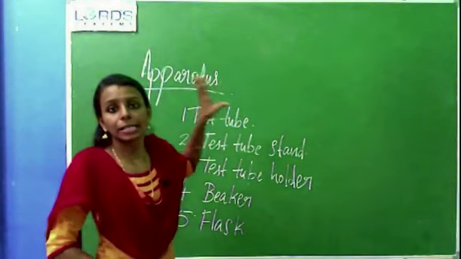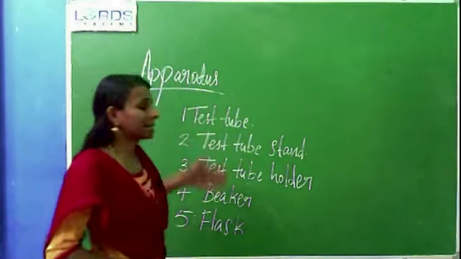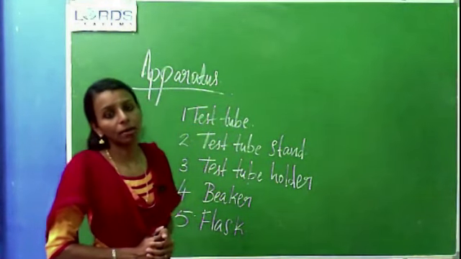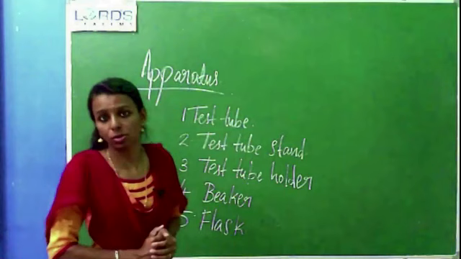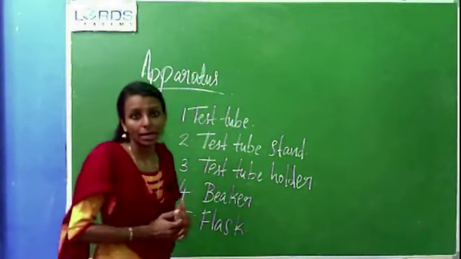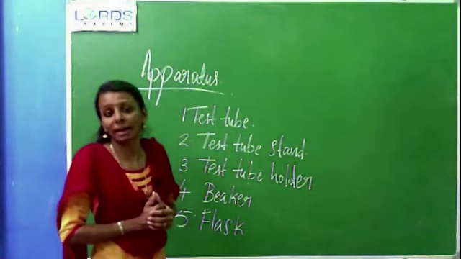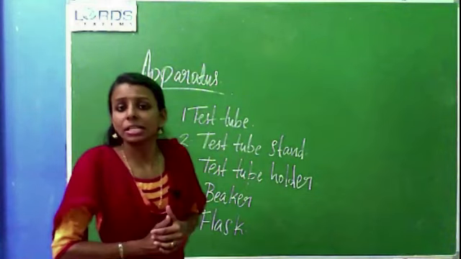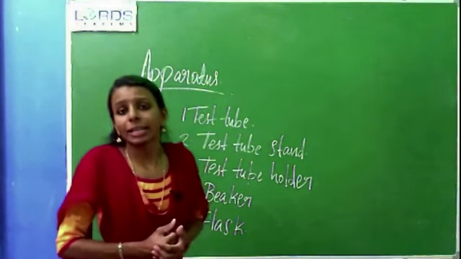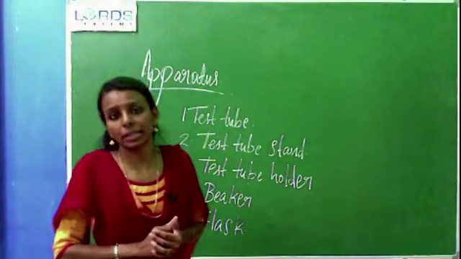Here we discuss the 5 apparatus and their uses and description also. First one, test tube. Test tube is made up of hard or Pyrex glass. It is used for doing chemical experiments with small quantities of chemicals.